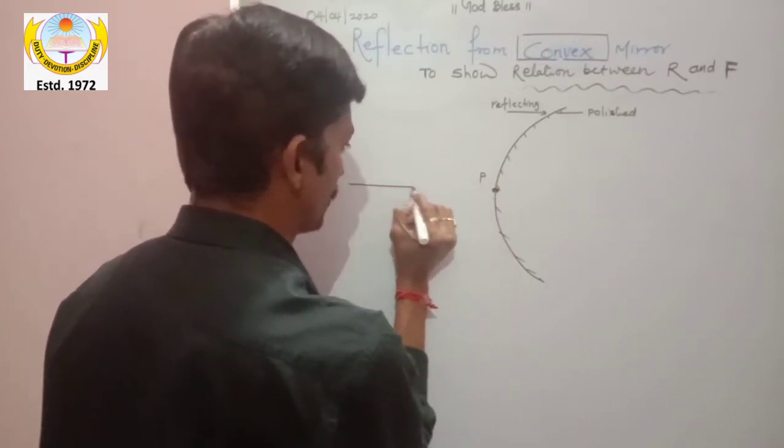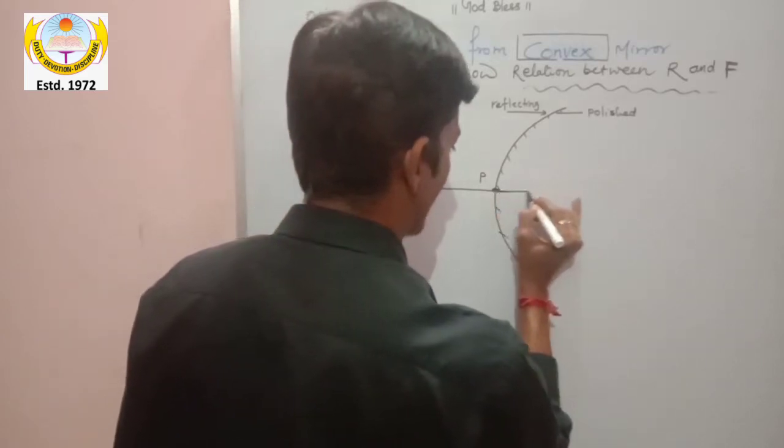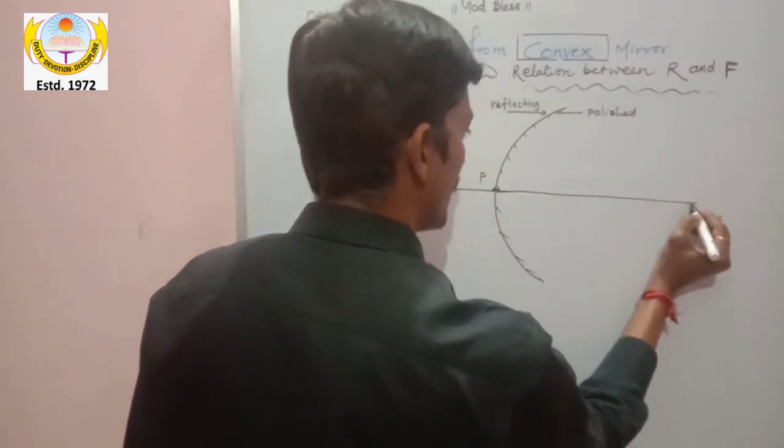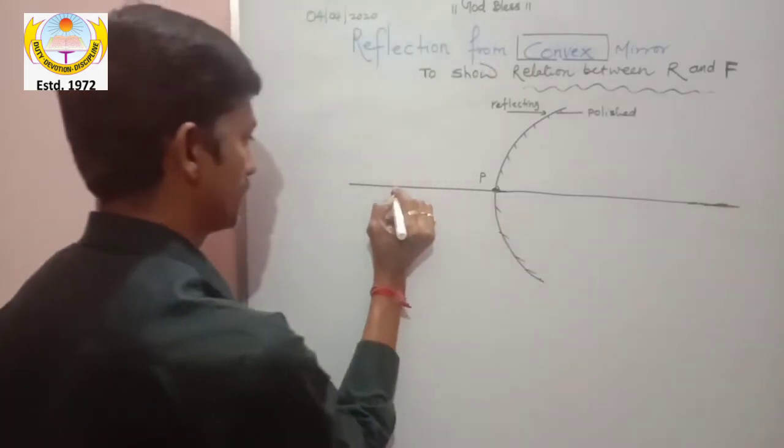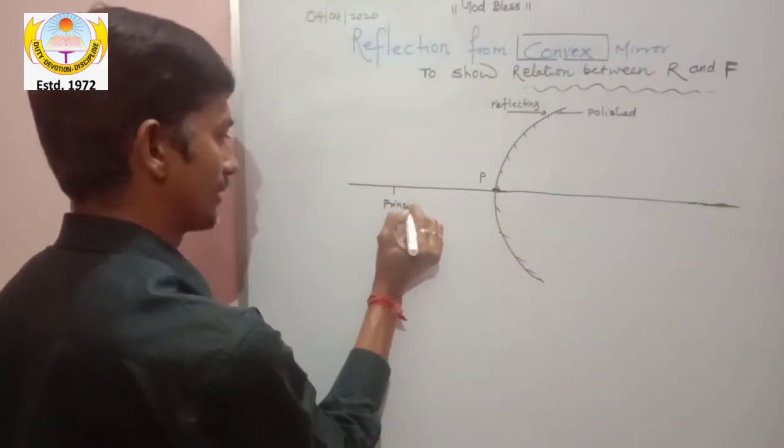Now the next step, this is the pole of the mirror at the center, and the straight line passing through the pole is called principal axis. So here I will write principal axis.